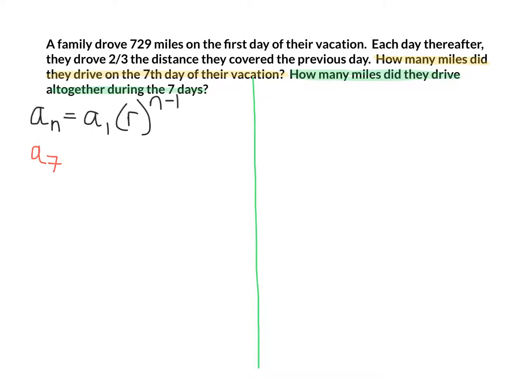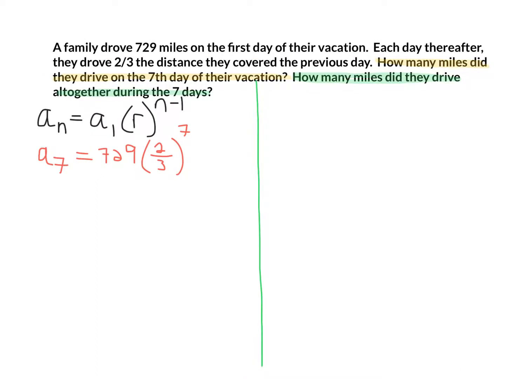Okay, so let's begin. A of 7 equals the first term. They went 729 miles on the first day. No, that looks awful. I'll fix that. Times my rate, 2/3 thereafter. Every day thereafter, they go 2/3 that distance. And we do 7 days minus 1.